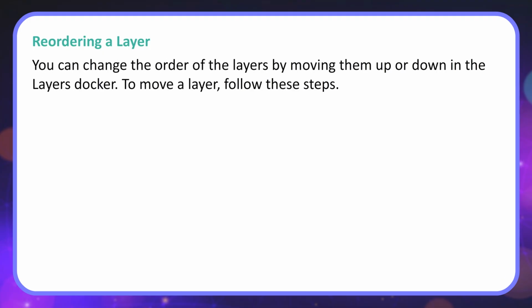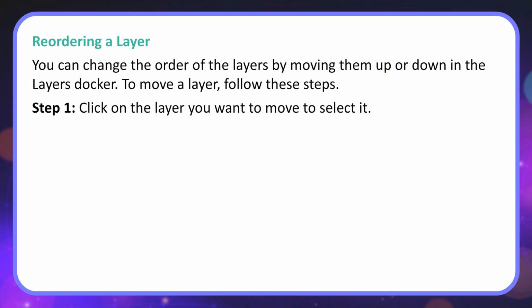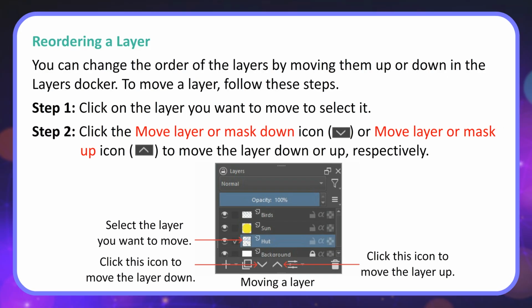Reordering a layer. You can change the order of the layers by moving them up or down in the Layers Docker. To move a layer, follow these steps. Step 1. Click on the layer you want to move to select it. Step 2. Click the Move Layer or Mask Down icon or Move Layer or Mask Up icon to move the layer down or up, respectively. Select the layer you want to move. Click this icon to move the layer down. Click this icon to move the layer up.